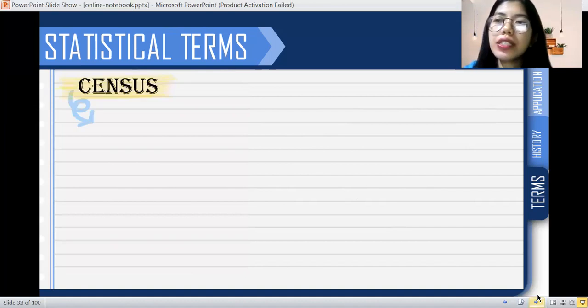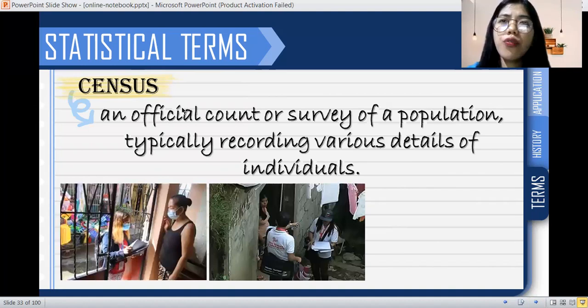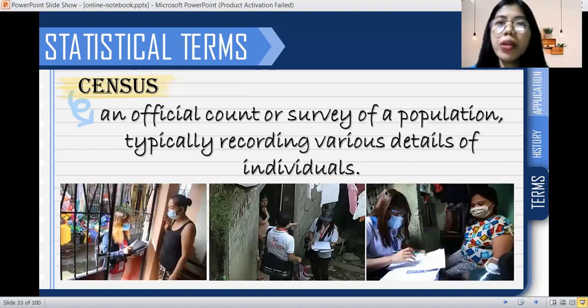Then, we also have the census. Census is an official count of or survey of a population, typically recording various details of individuals. Ayan po. Makikita natin sa ating mga pictures, or kahit na-experience natin to sa mga bahay-bahay natin. Kung kaya't meron tayong mga nagsa-census. Ayan po sila, nagtatanong po kung ilan yung mga members ng ating family, ilan yung monthly income natin, mga ganyan. At, ayun po yung nangyayari sa census.